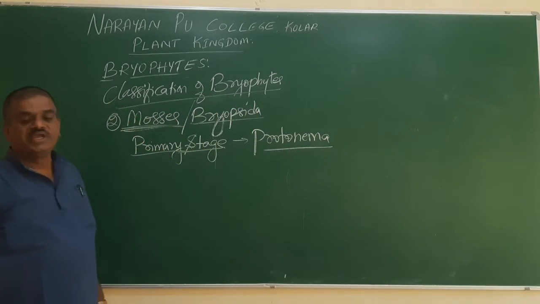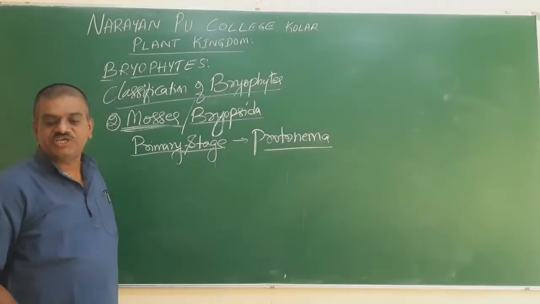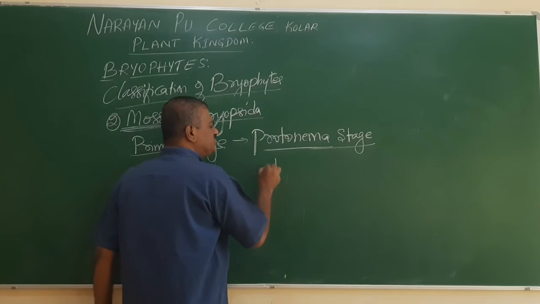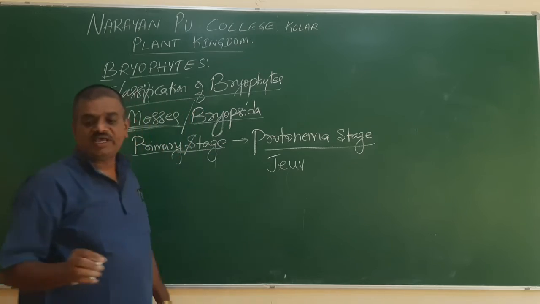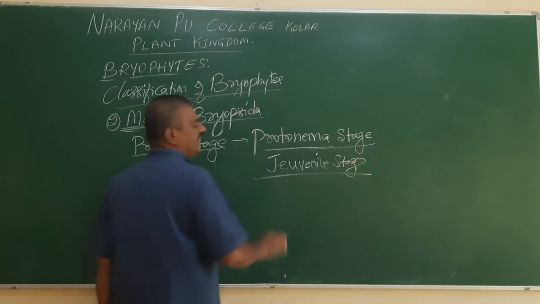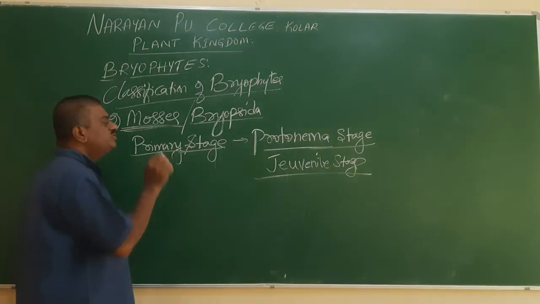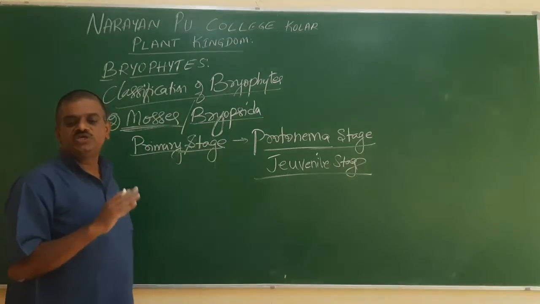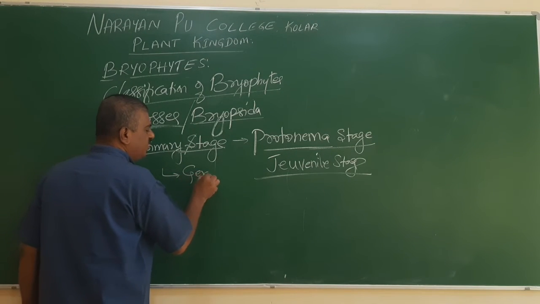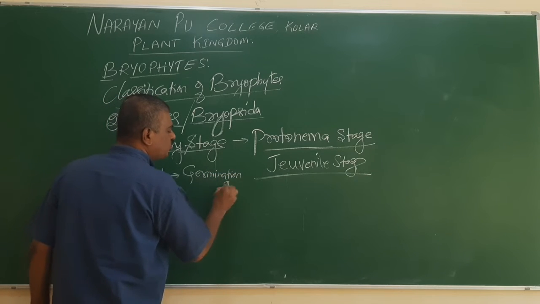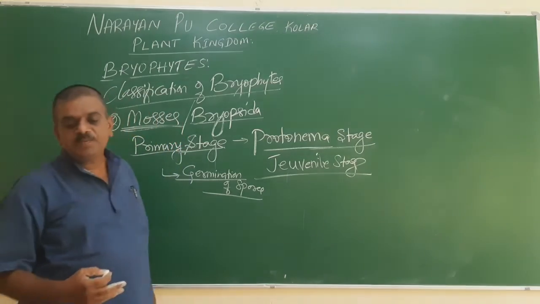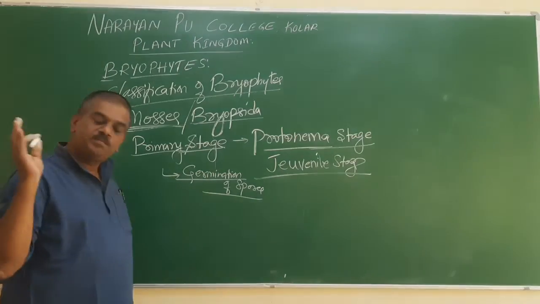So here in mosses there is a presence of a primary stage, and this primary stage is called the Protonema stage. The Protonema stage is also called the juvenile stage. Here the plant body keeps on growing and germinates to produce spores. So in the primary stage they grow, germinate, and produce spores.